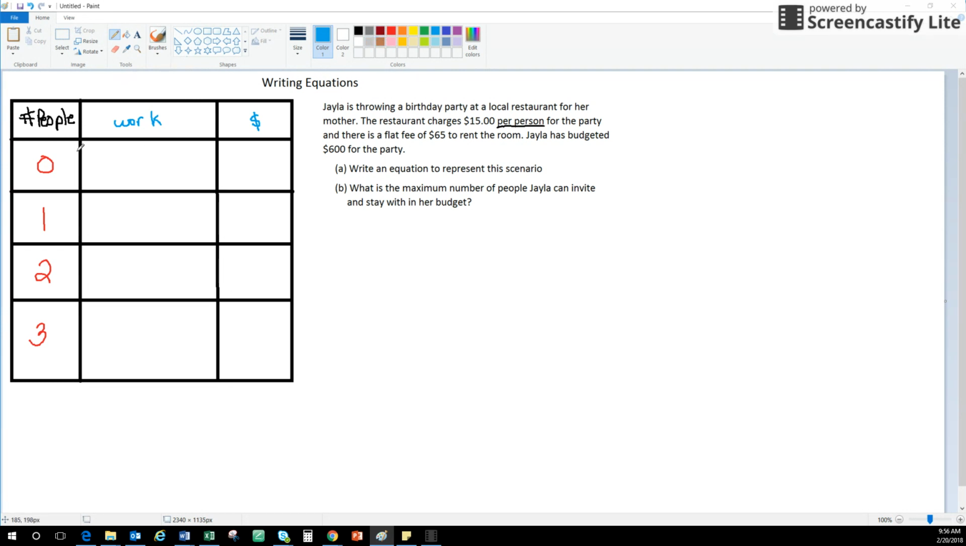So let's see, if no people come, that's $15 for no person, and there's also the $65 fee. This was multiplication here, so this would be just $65. If no people come, I still have to pay $65 to reserve the room.